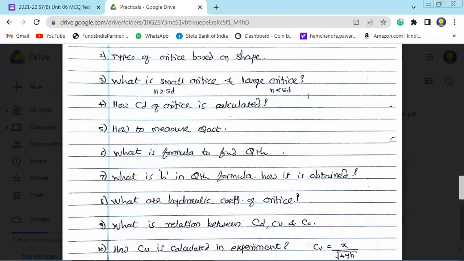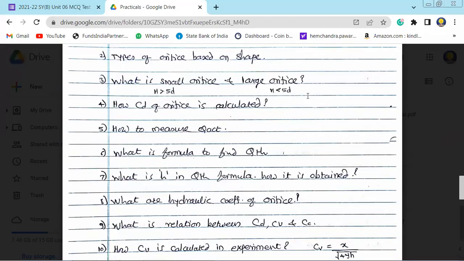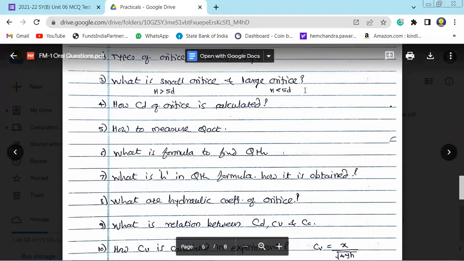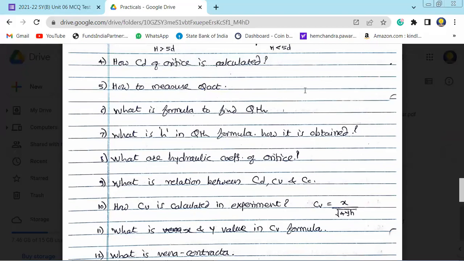Calibration of orifice. What is an orifice? Types of orifice based on shape. What is small orifice and large orifice? How CD of orifice is calculated? How to measure actual discharge? What is formula to find theoretical discharge? What is H in the Q theoretical formula? How it is obtained? What are hydraulic coefficients of orifice?